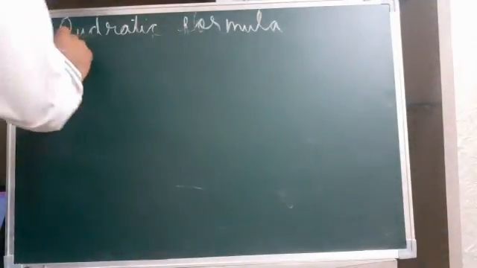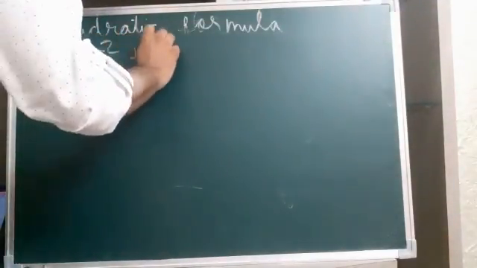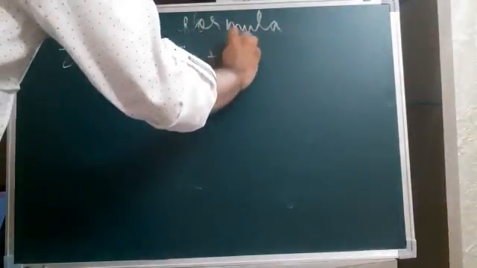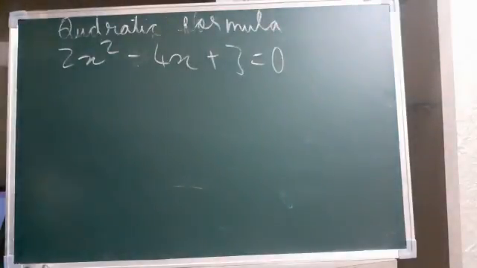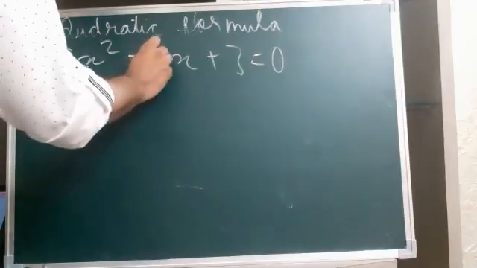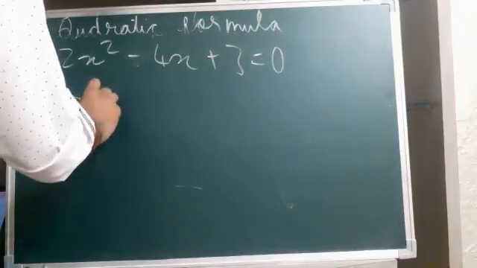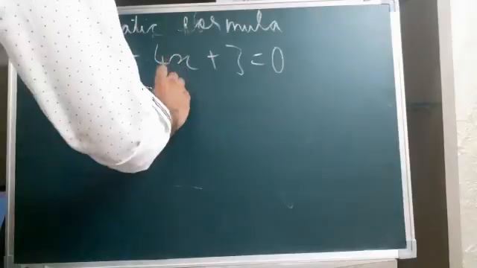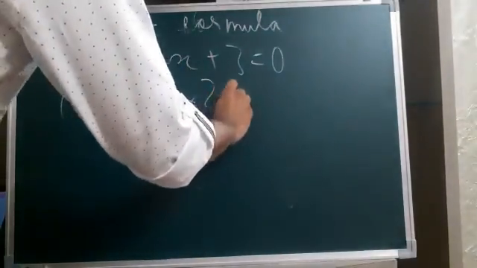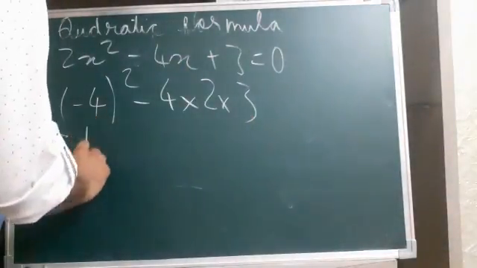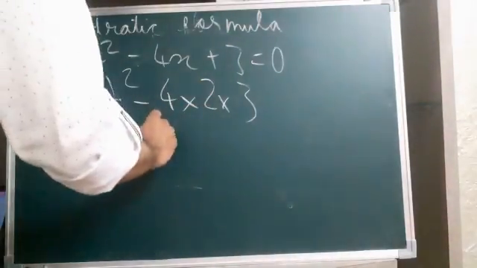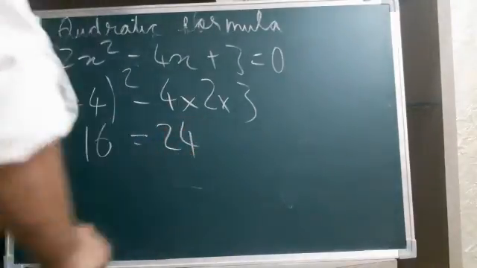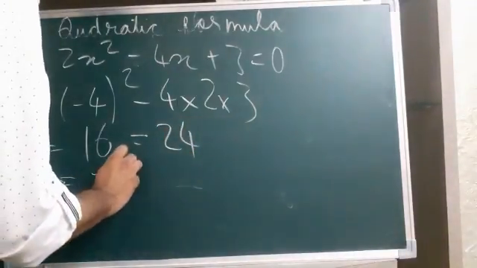We take another example. 2x square minus 4x plus 3 is equal to 0. The first step is calculating the determinant b square minus 4ac. So b is minus 4, and minus 4 square minus 4 into a, which is 2, into c, which is 3. This becomes 16 minus 24, which in turn becomes minus 8.